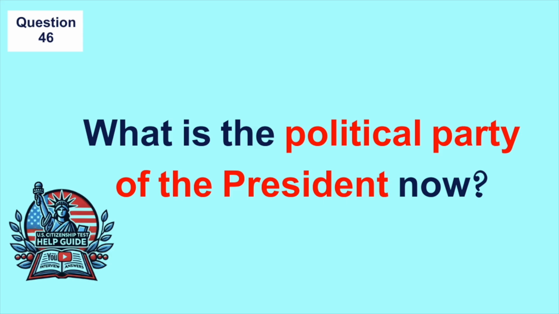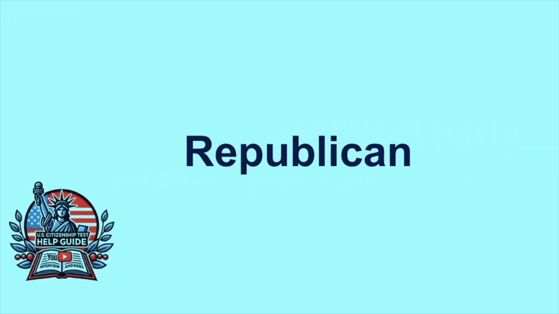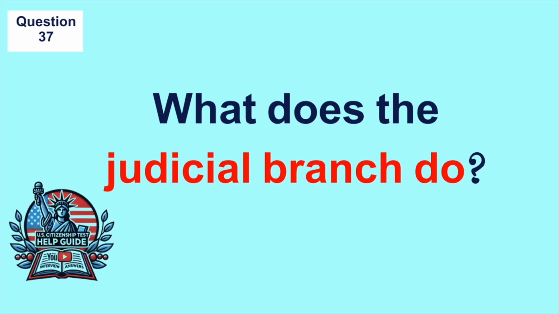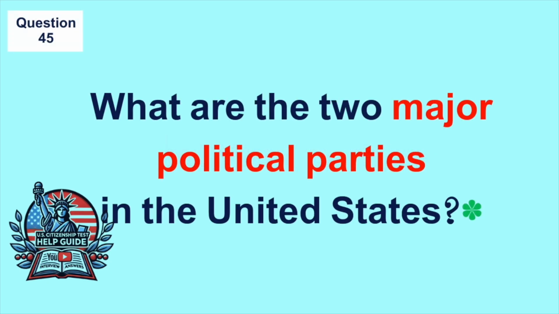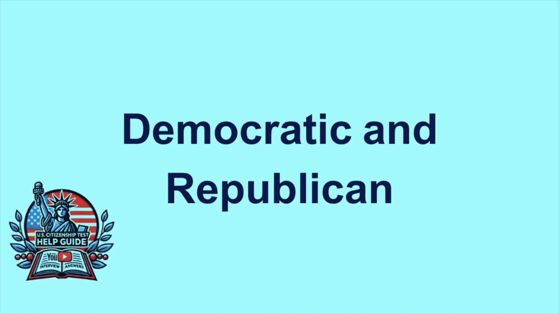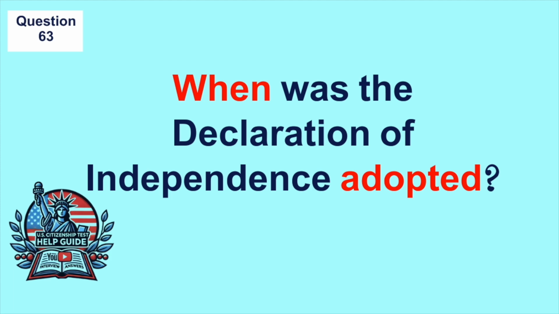What is the political party of the president now? Republican. What does the judicial branch do? Reviews laws. What are the two major political parties in the United States? Democratic and Republican. When was the Declaration of Independence adopted? July 4, 1776.